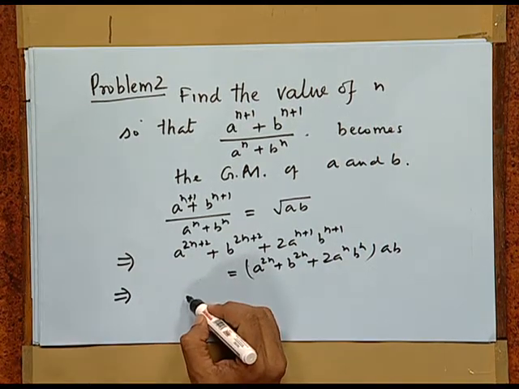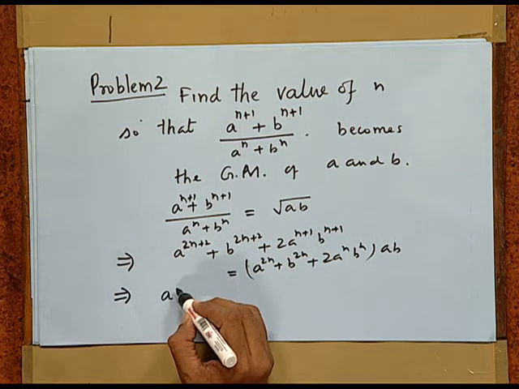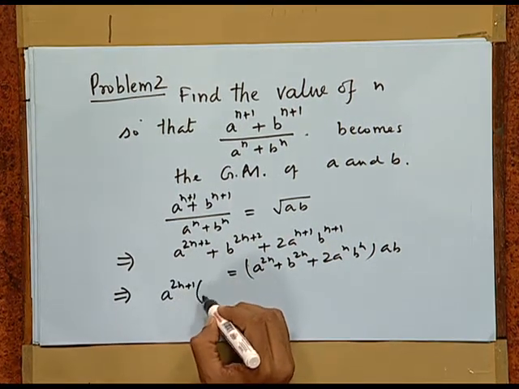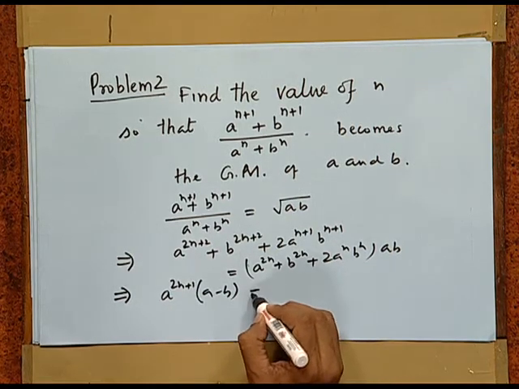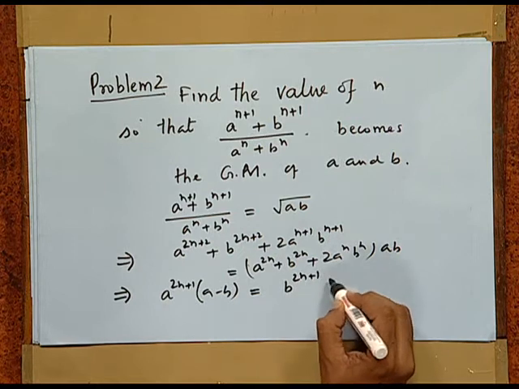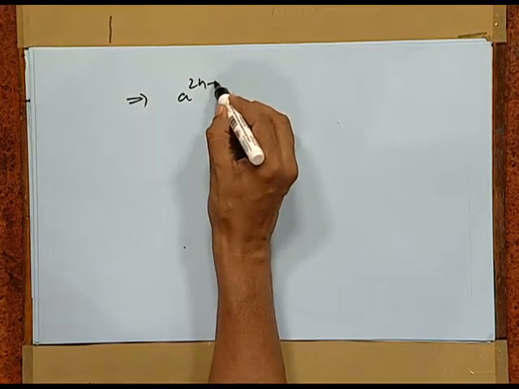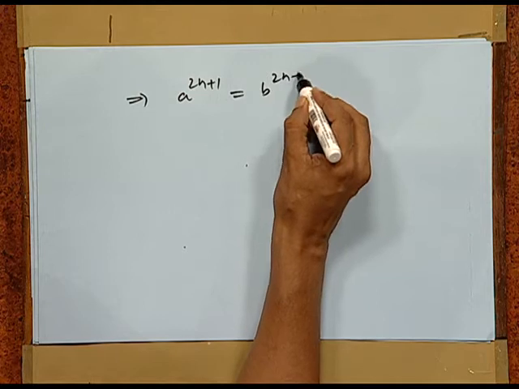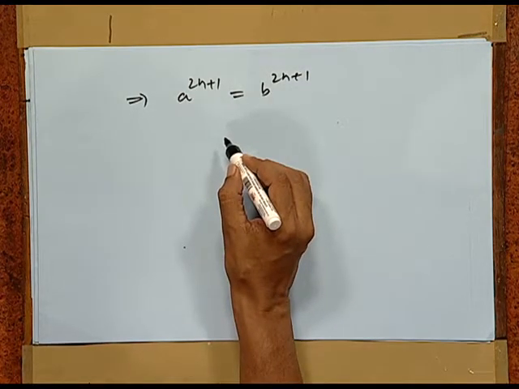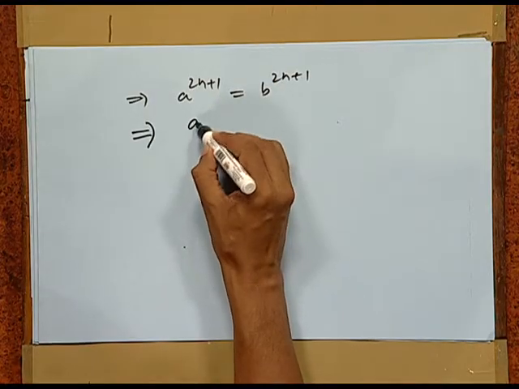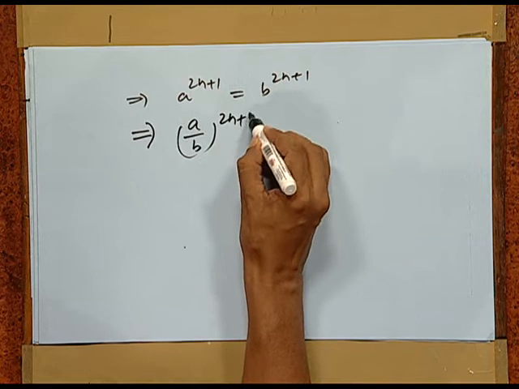On simplification, we get a raised to power 2n plus 1 times (a minus b) equals b raised to power 2n plus 1 times (a minus b). As a and b are not equal, we can safely cancel a minus b. So, we are left with a power 2n plus 1 equals b power 2n plus 1. Since a and b are not equal, neither of them can be 0, so we can divide by one of them. So we get (a upon b) raised to power 2n plus 1 equal to 1.